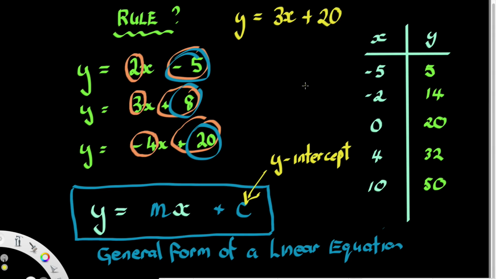Now, one thing I also wanted to say: remember we saw that this value for c controls where it cuts the y-axis, and m controls how steep the line is. This m value has a very special name. It's called the gradient. M is called the gradient.